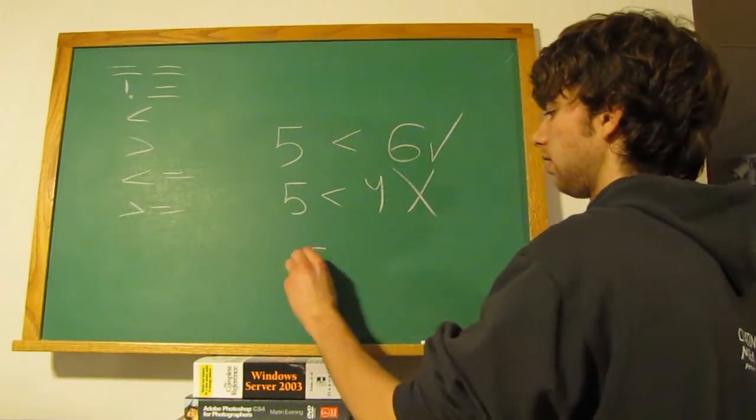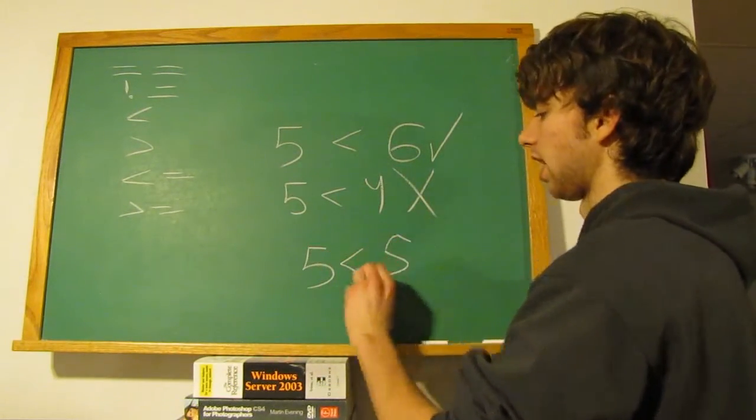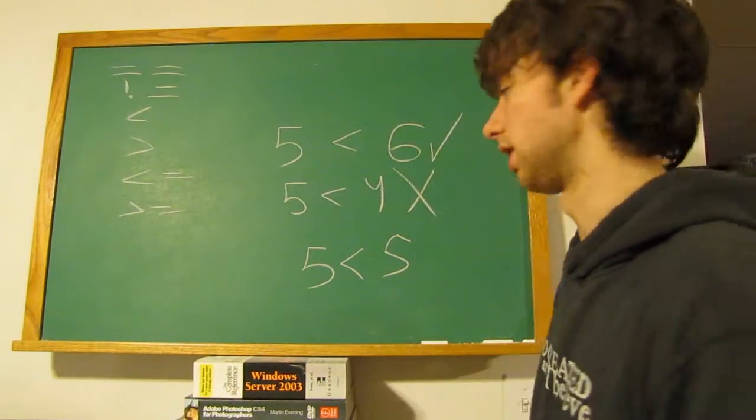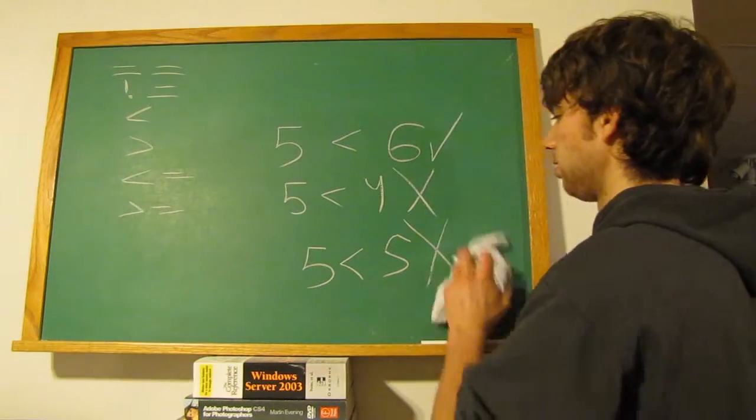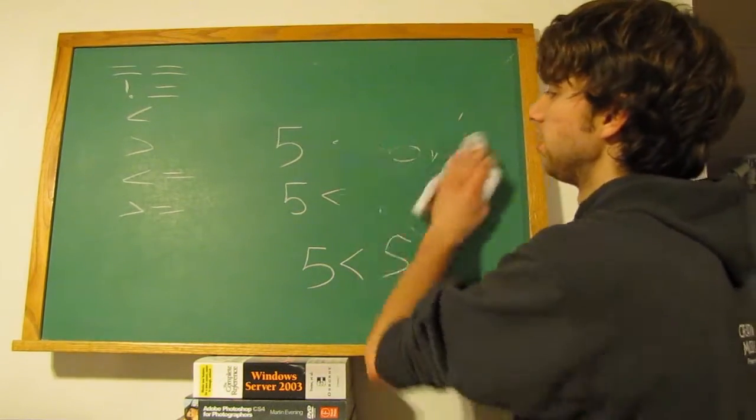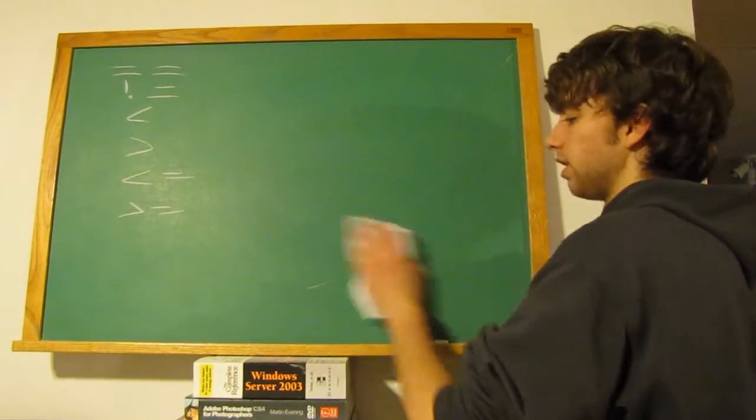What about this? 5 is less than 5. Well, 5 is not less than 5. So that's going to return false. Now, the opposite of this is greater than, sorry.